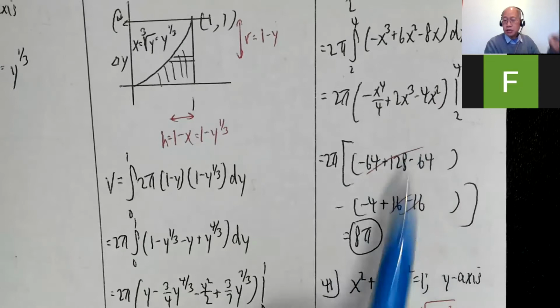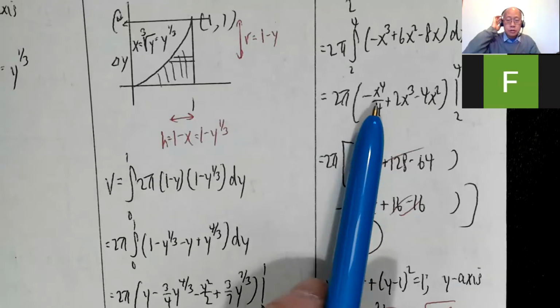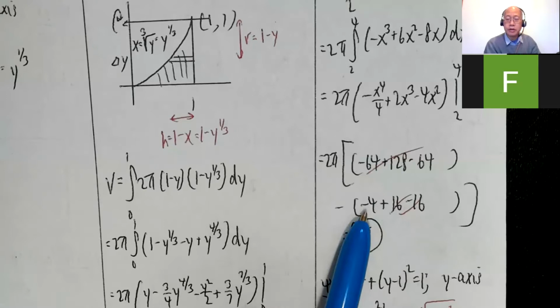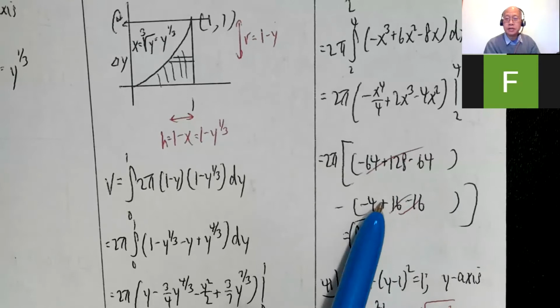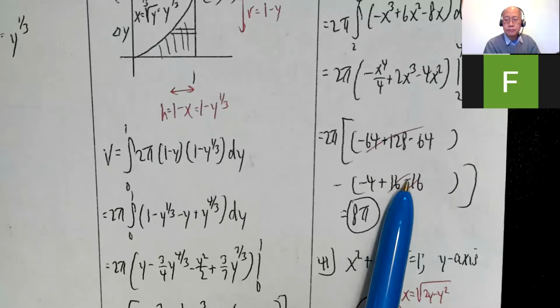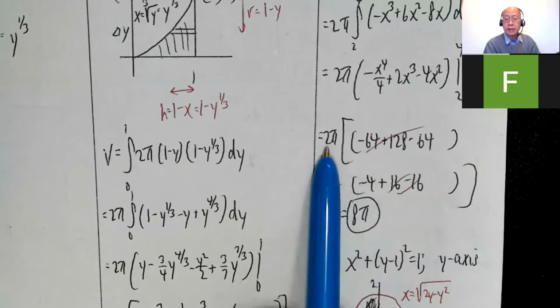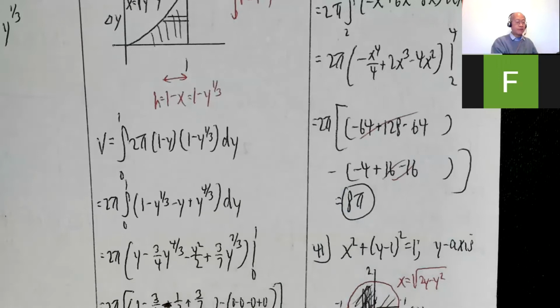Minus, plug in 2. So 2 to the fourth is 16. 16 divided by 4 is 4, so negative 4. Plug in 2, 2 times 2 times 2 times 2 is 16. Minus 4 times 2 is also 16. So these cancel out. So that's all gone. I have minus and minus 4, it's 8. 8 times 2 pi, oh sorry, 4, 4 times 2 pi, 8 pi. It's just 8 pi.